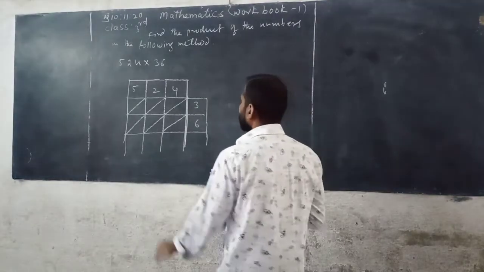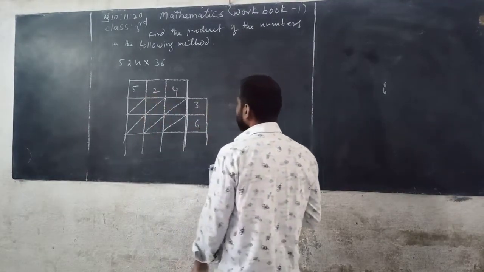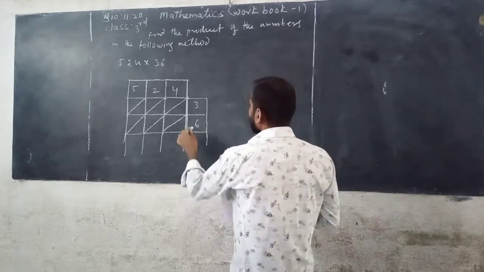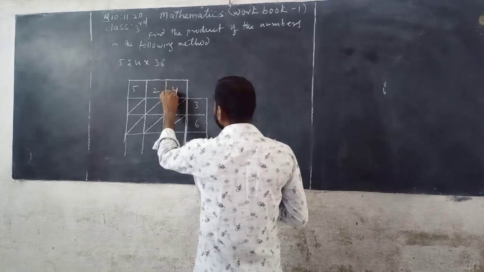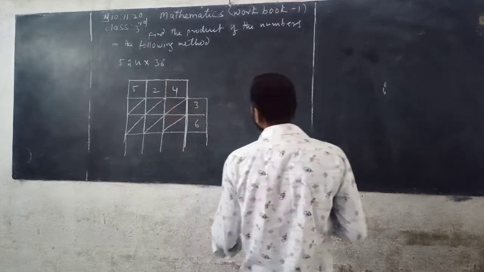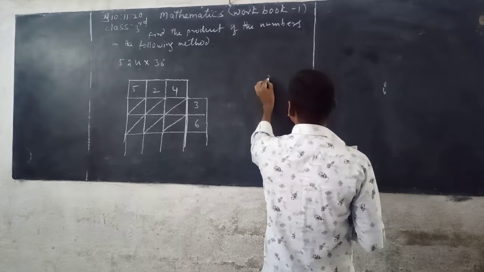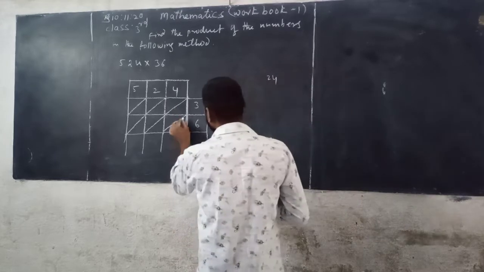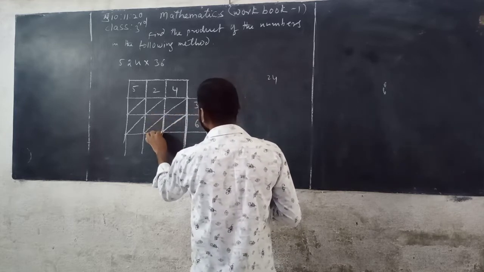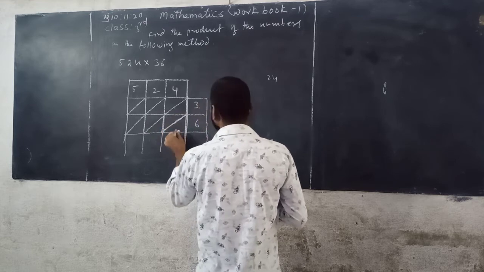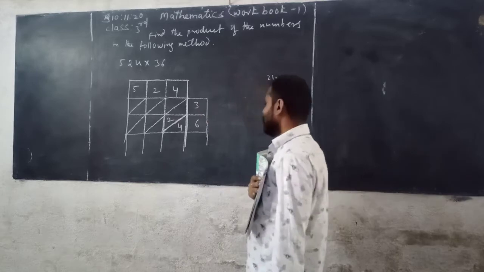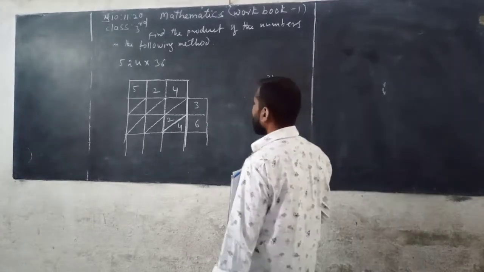First, 524 is multiplied by 6. Now here, 6 4s are 24. You can write 4 in the given cell below the diagonal, and 2 you can write above the diagonal in each cell. So 24.